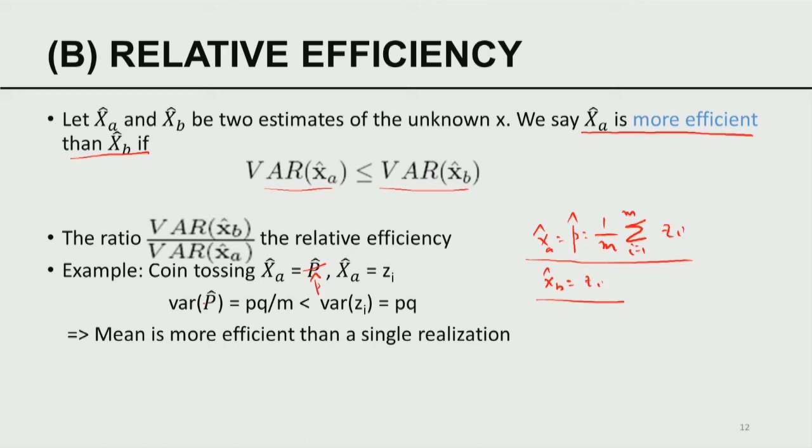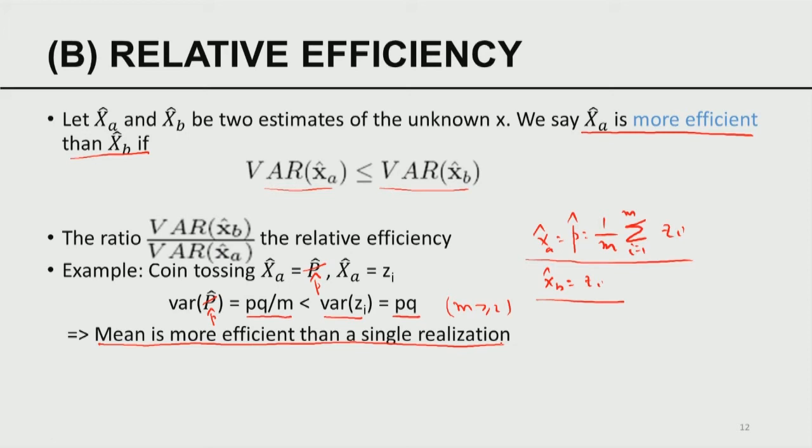It is a simple exercise to show that the variance of p hat is pq by m, but the variance of z i is essentially pq. So for every m greater than or equal to 2, the variance of p hat is less than the variance of z i, any one observation. That means the mean is more efficient than the single observation. I think this is a very fundamental result. So if you are trying to estimate, the more the merrier. You have more observations, you take the mean of a large number of observations.